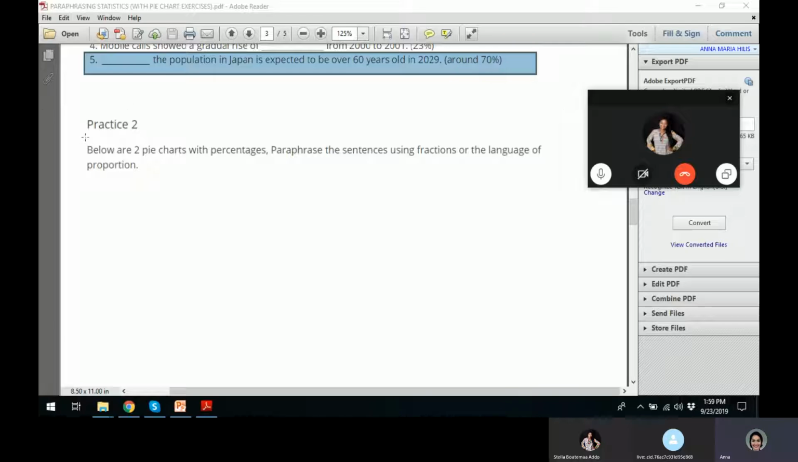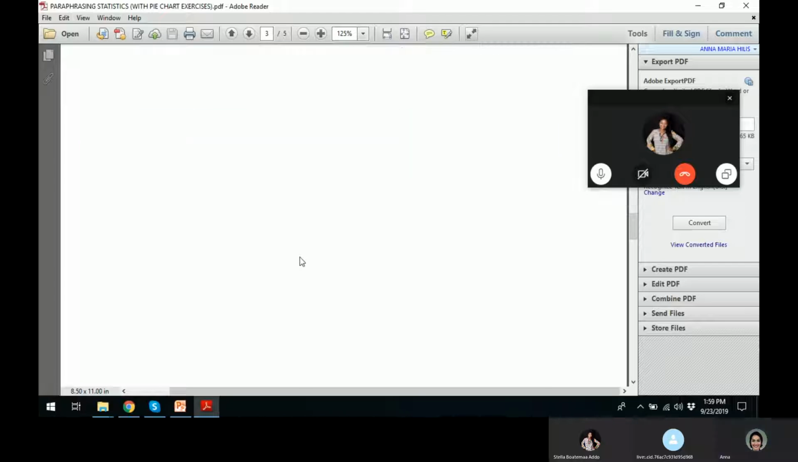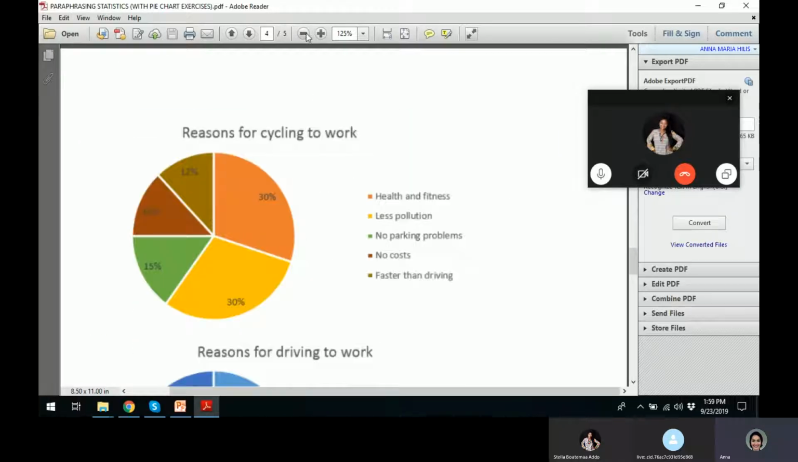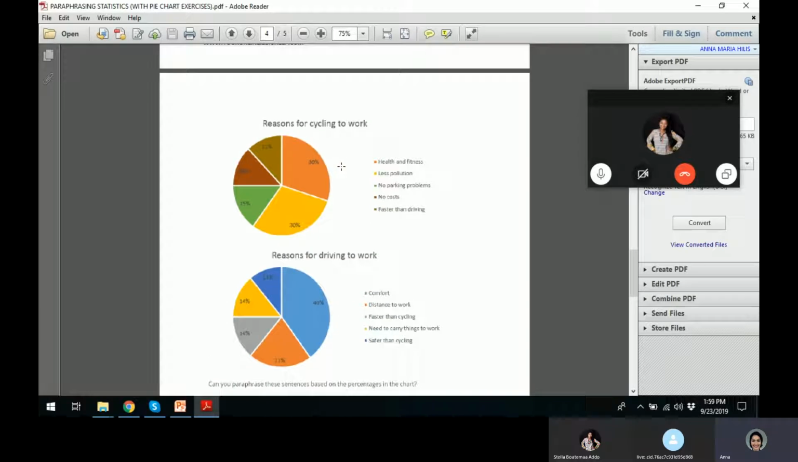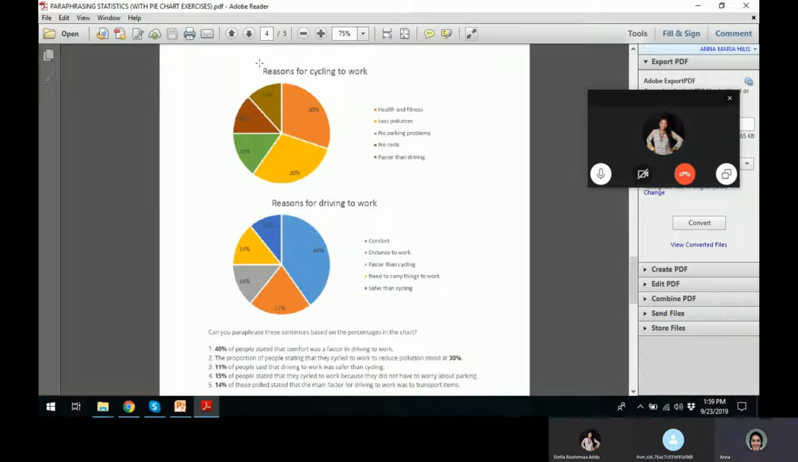Let's try practice number two. Below are two pie charts with percentages. Paraphrase the sentences using fractions or the language of proportion. All right, let's take a look at the two. I hope you can see them. Reasons for cycling to work, and then reasons for driving to work. So for cycling, we have this.